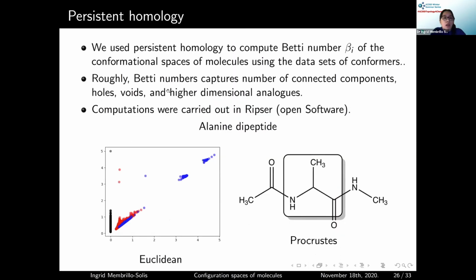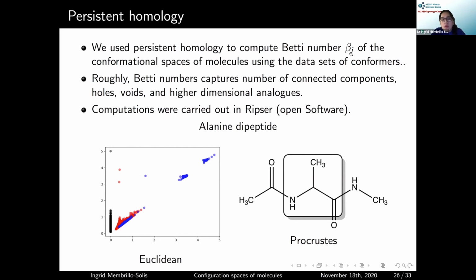Besides doing all this analysis, we also carried out computations of persistent homology. Jacek gave an introduction to persistent homology, in which we already saw that we want to count the number of disconnected pieces that a space has, or the number of holes or voids, or higher dimensional analogs. These are counted by the Betti numbers, which are denoted beta i.